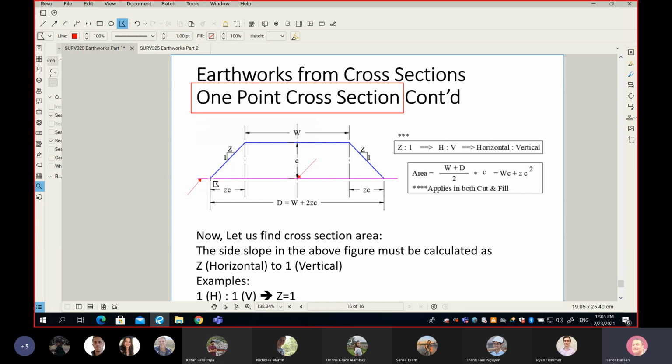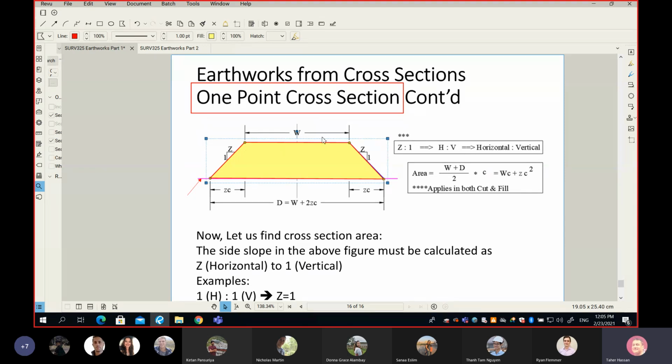Please watch this. I'm referring to the cross section area between the blue, which is your finished ground, and your magenta, which is existing ground. What do you think about this shape? Any help? This is a trapezoidal shape. And because it's a trapezoidal shape, how can we find the area of the cross section? That is not very difficult.